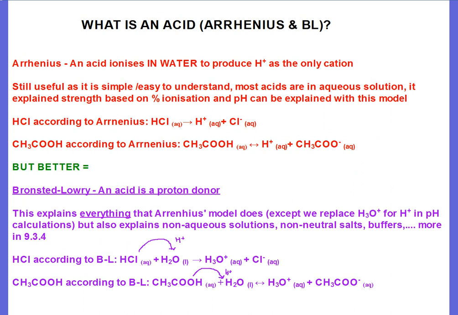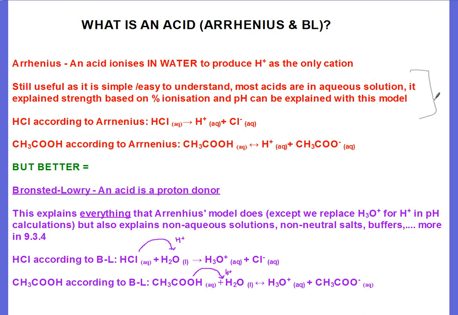Very important if we're looking at acids, and there are two ways of looking at acids. The first one we learnt was the Arrhenius model, which is that an acid ionizes in water to produce hydrogen ions as the only cation. Now that's still commonly used because it's simple and easy to understand. Most acids are in aqueous solutions, so it's relevant. And it also allows us to calculate things like strength of acids based on percent ionization, and the fact that pH is related to the Arrhenius model.